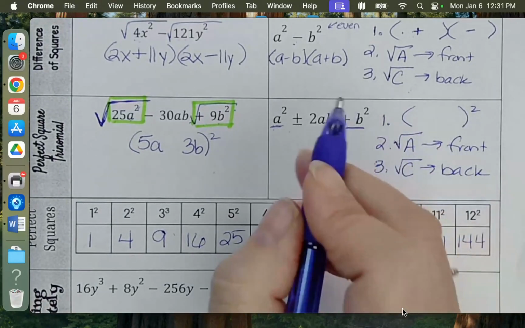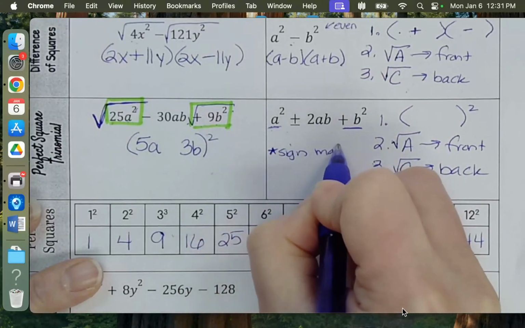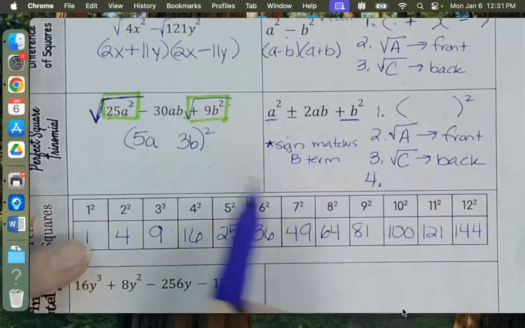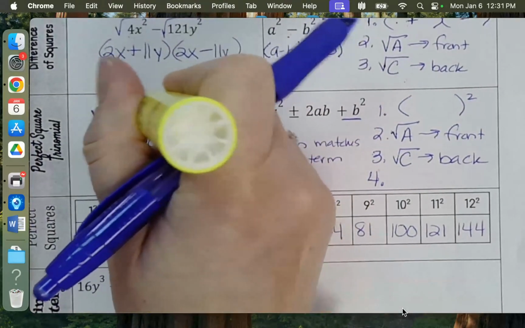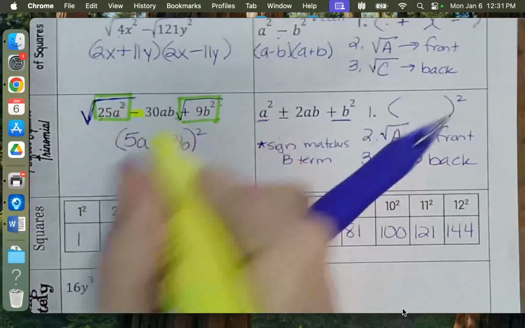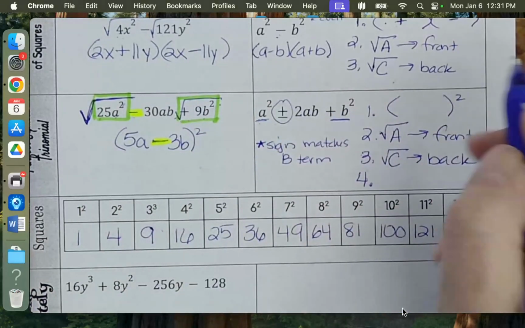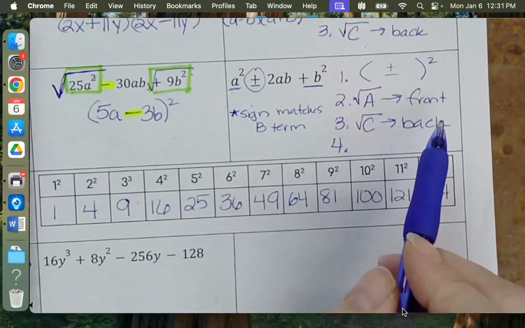I forgot to say this part. So the sign always matches the b term. So if this is a negative 30, I'll use a different color. If this is a negative 30ab, then this will be a negative sign. So whatever that sign is will be the sign in the middle. So you have to determine which sign would be there.